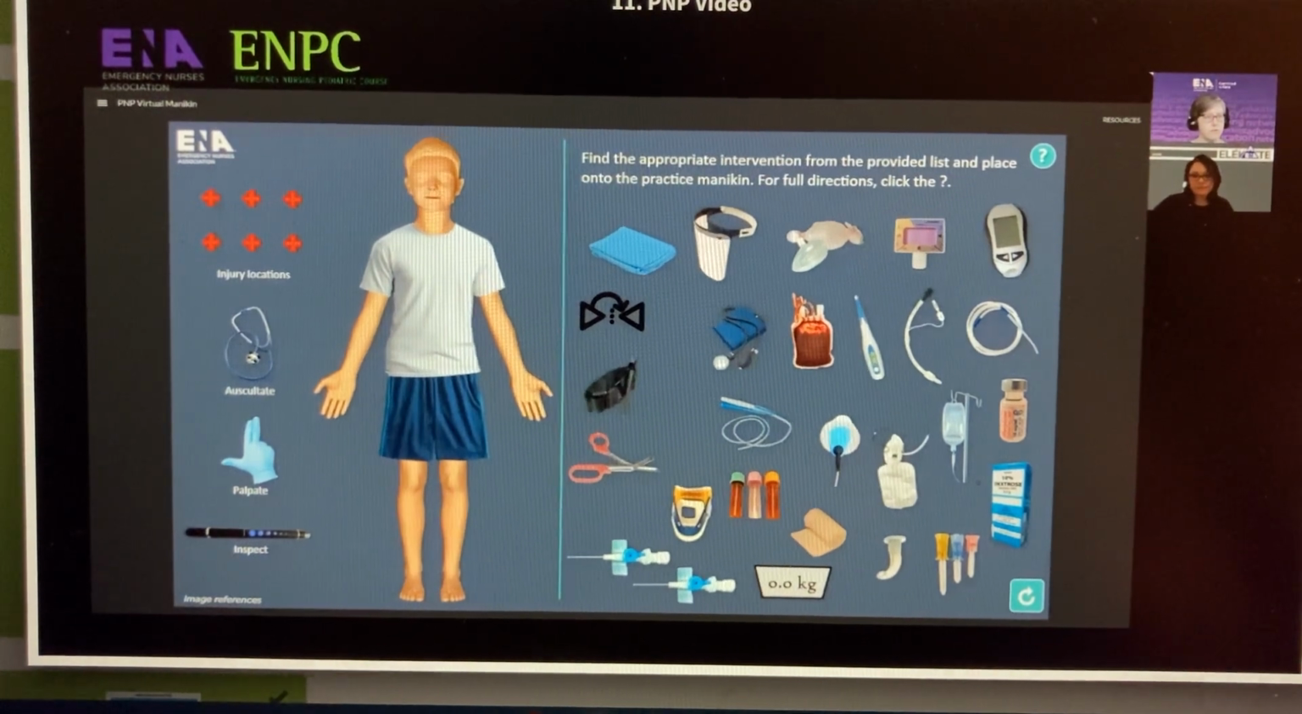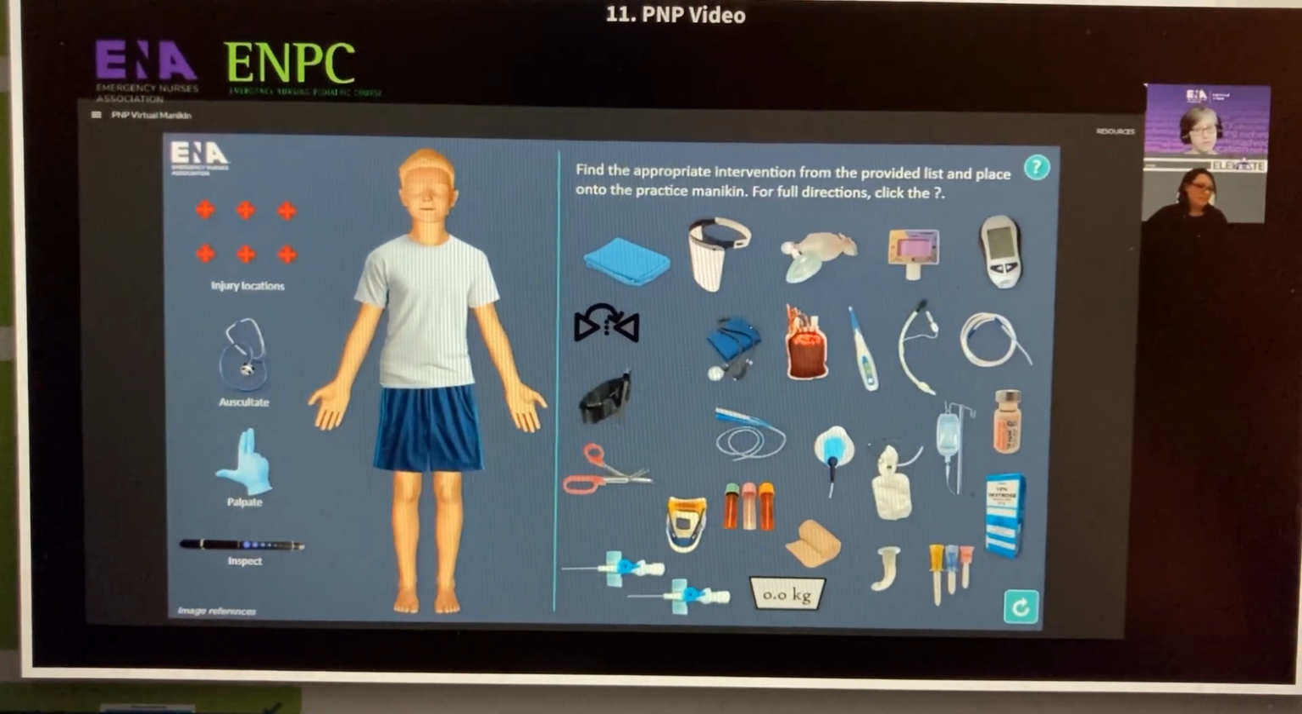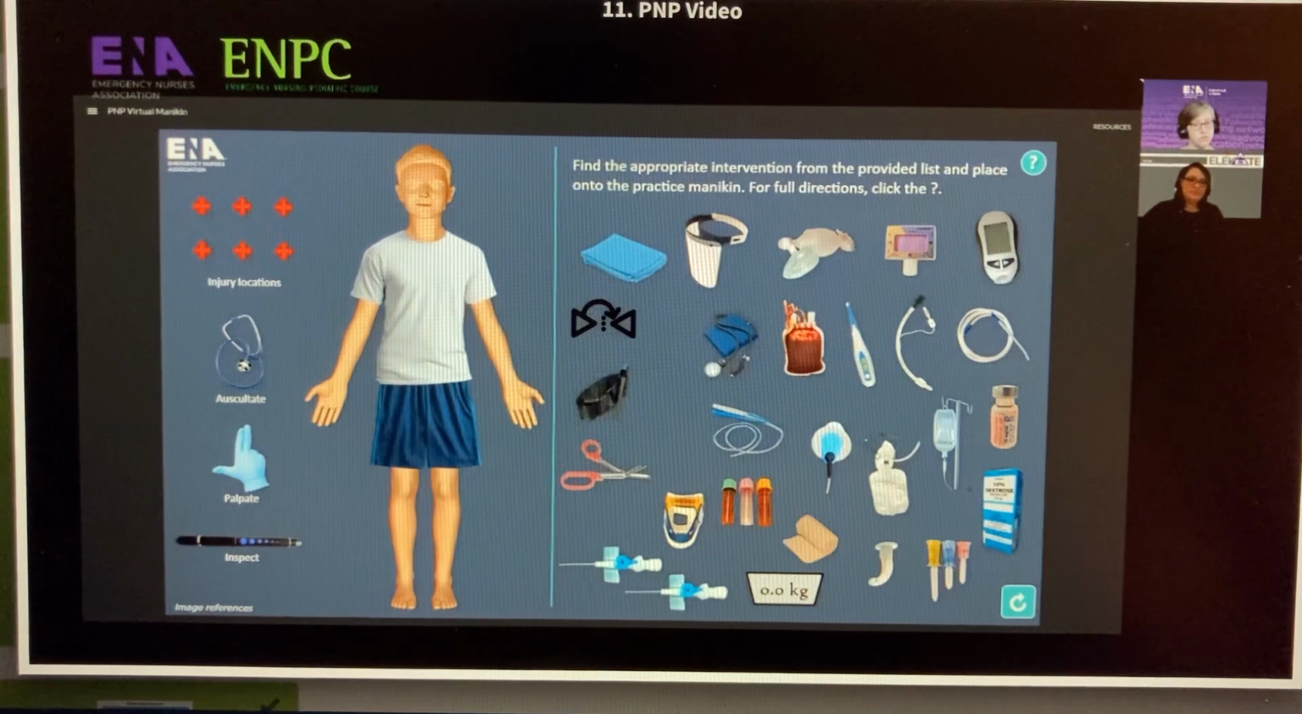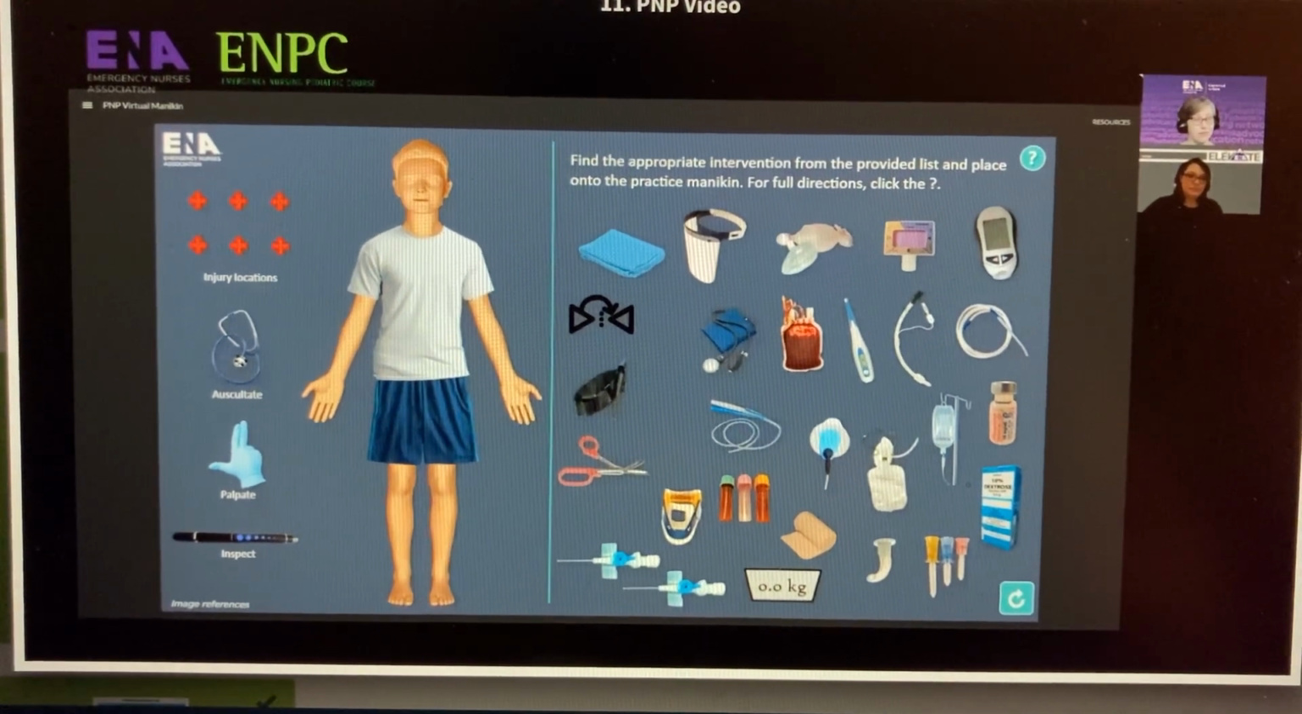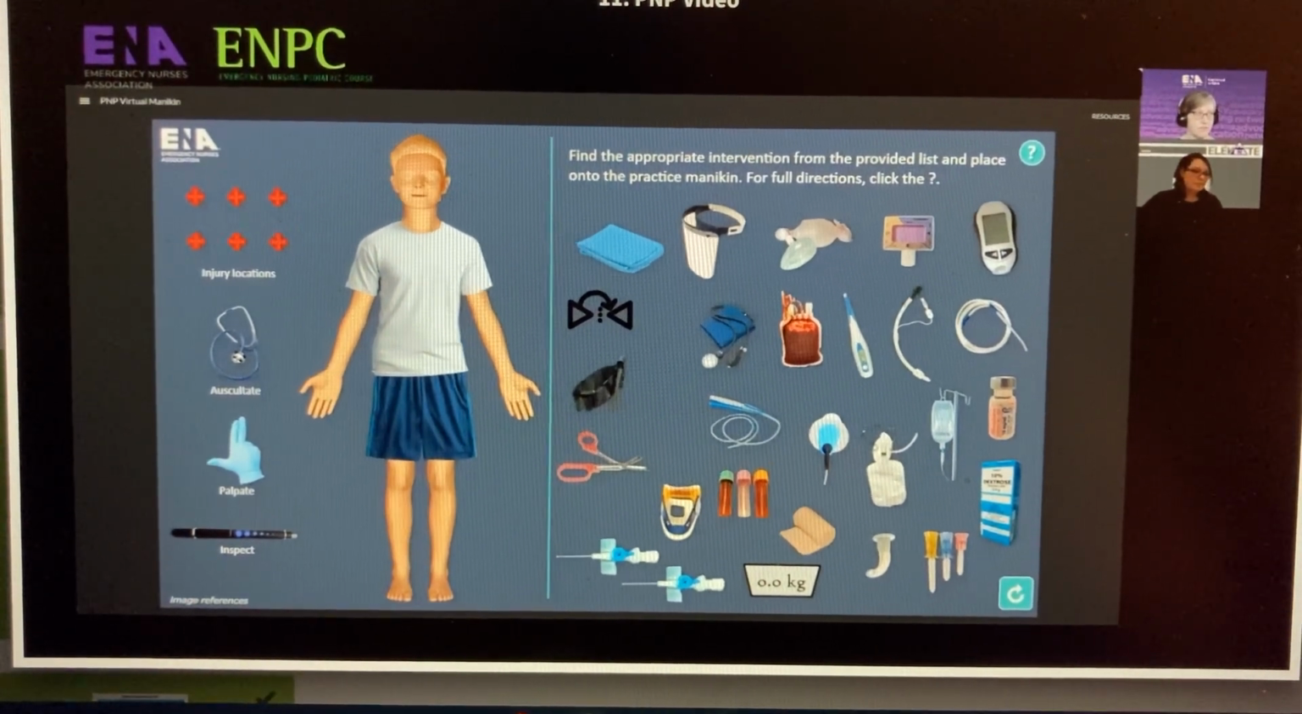Okay, so I would like to do my across-the-room observation. I want to look to see if there is any uncontrolled hemorrhage or if there's unresponsiveness or apnea.